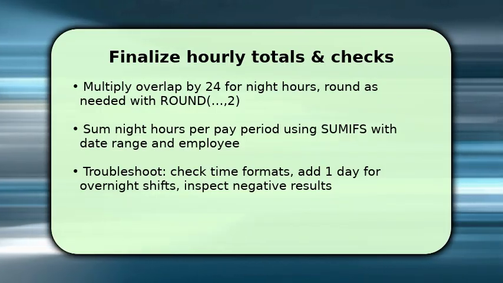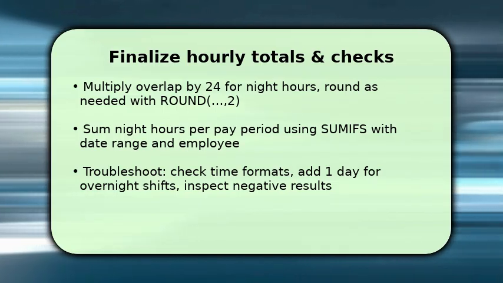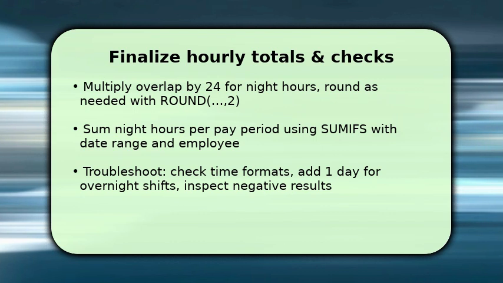If numbers look wrong, check 3 things. Cell format is time/number, overnight clock out was incremented by 1 day, and your min/max overlap logic didn't produce a negative. Recalculate or force recalculate.